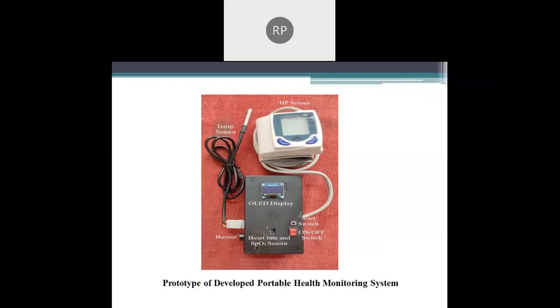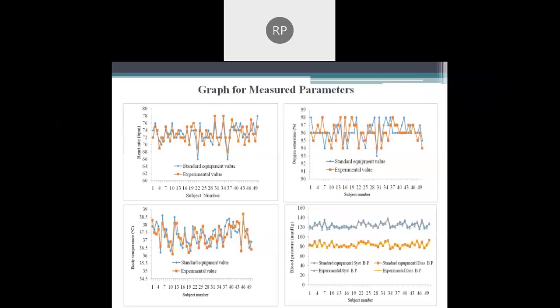Next slide, madam. This is the prototype of the developed portable health monitoring system. This is the temperature sensor, this is the blood pressure sensor module, and this is the heart rate and SpO2 sensor module.